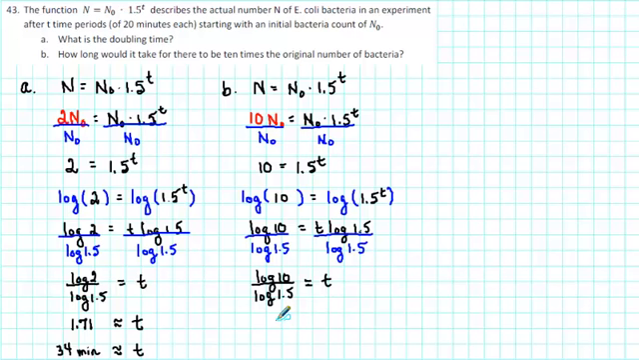Using a calculator, we find that t is approximately 5.68. When we multiply this by 20, we get approximately 114 minutes. So it will take approximately 114 minutes for there to be 10 times the original number of bacteria.